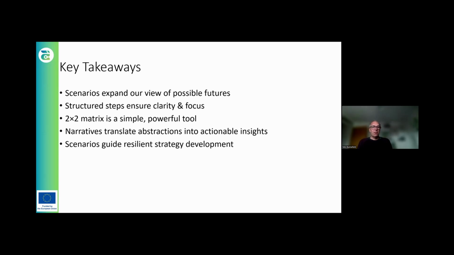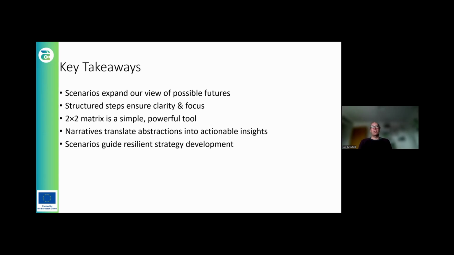Scenarios are great for allowing us to view possible futures. We can apply a very structured way of doing this that ensures clarity and focus. We can use tools like the 2x2 matrix. It is simple, it's powerful, it has its limitations, of course, especially for a project like ours, which also includes more than 2x2, which is, of course, food security, biodiversity, and climate change. So we would need to expand a tool like this.